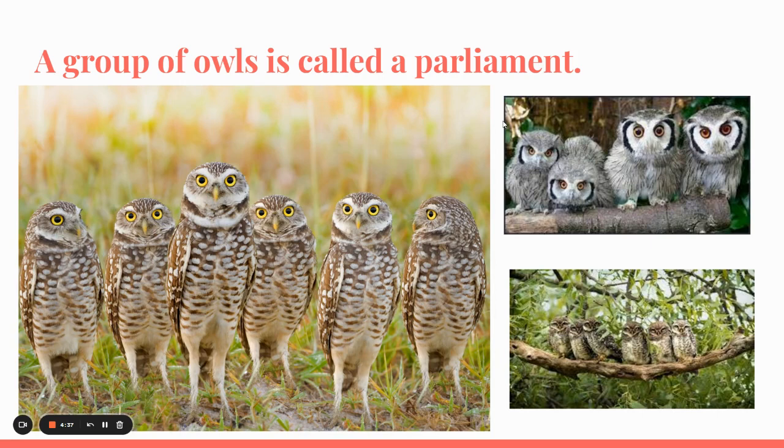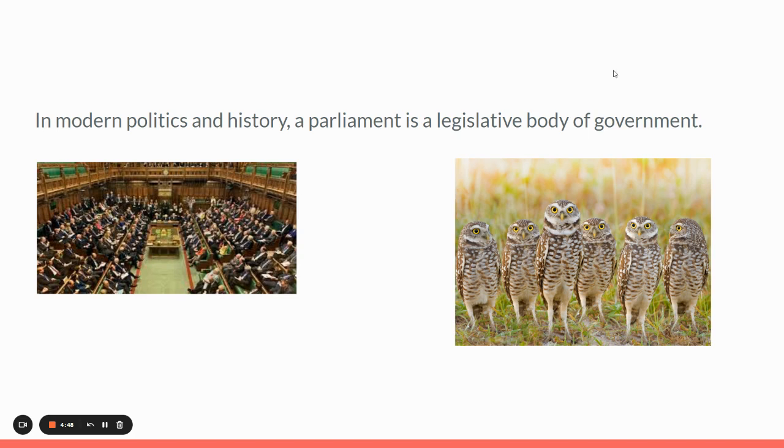A group of owls is called a parliament. This is very, very strange. So let's look at these groups. These are probably sisters and brother owls together. But in modern politics and history, a parliament is like a body of people that come together and make our laws and things like that. So that's very strange to use that word. Think about if there was a bunch of owls in that room with all of those people. They probably wouldn't get a lot done.